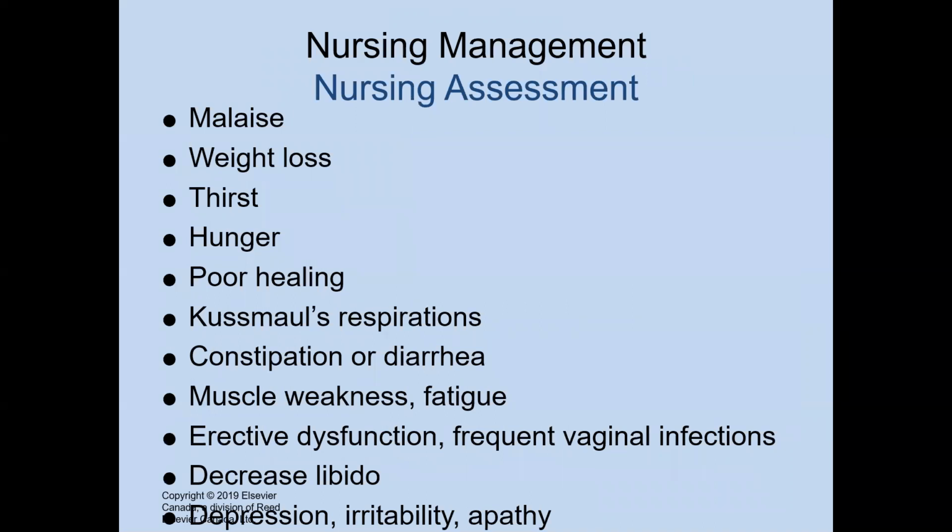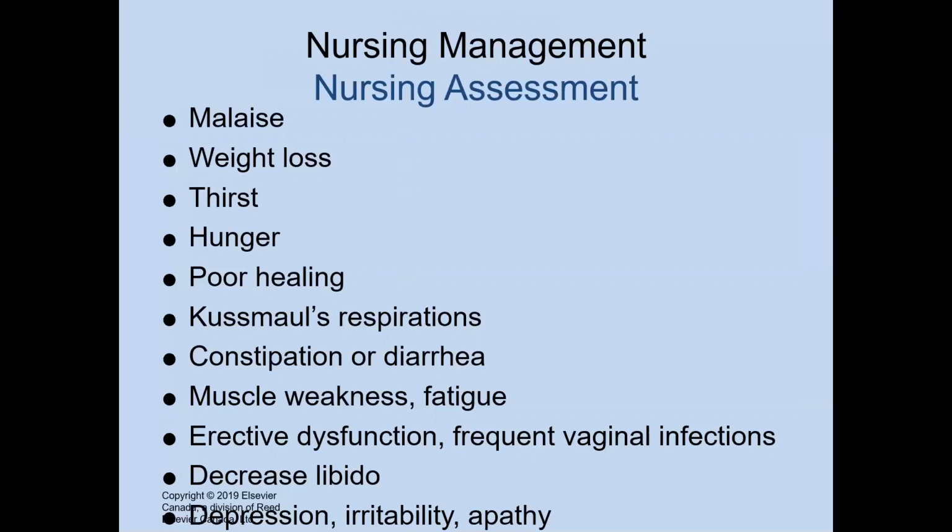When we're assessing our patients, we want to look at symptoms that may be associated with hyper and hypoglycemia, but in particular, we're going to check for malaise, weight loss, thirst and hunger. Those are thirst, hunger, poor healing, all associated with hyperglycemia. Kussmaul's respirations, which are those really rapid, deep breathing that's associated with blowing off those ketone bodies when we're moving into a situation of diabetic ketoacidosis.